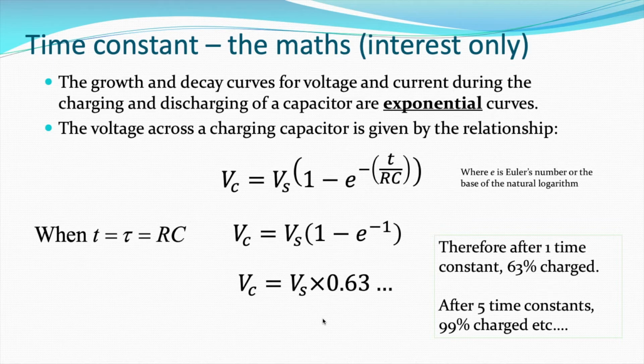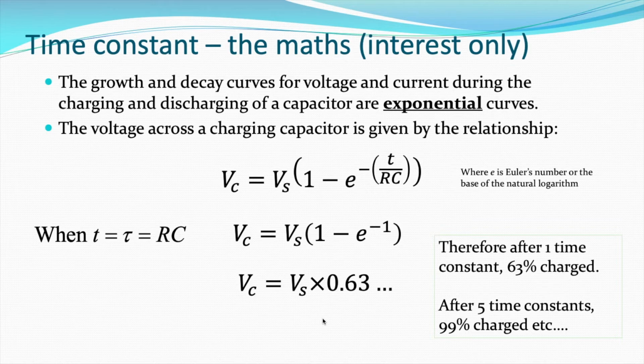Now remember, this is not in the course. This relationship is not in the course. The base of the natural logarithm is not in the course. All you are required to know is that if you multiply the resistance times the capacitance, you get a number that is called the time constant of the circuit.